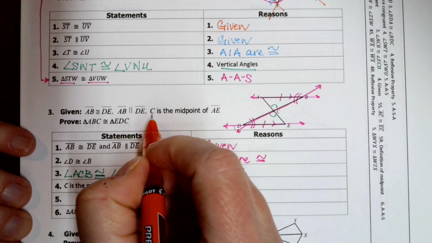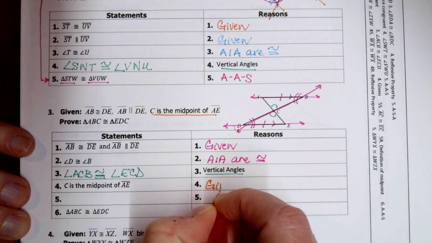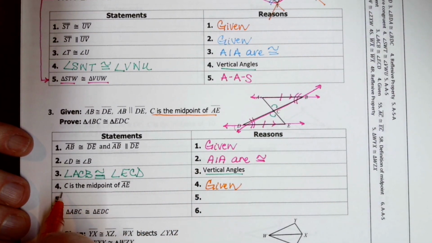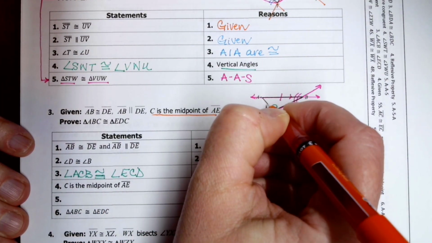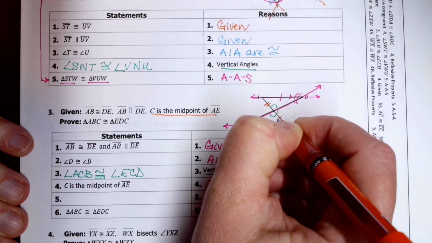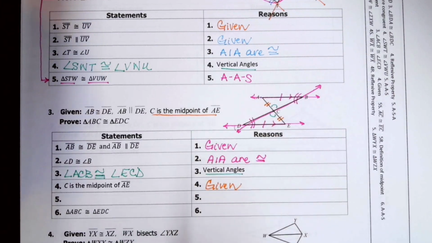Then we have the second part, that C is the midpoint of A to E. So again, that piece of information was given. But if C is a midpoint, segment A to E, so here's A to E, I would know that this side is equal to that side. And again, I'm just going to use the 2 tick marks because I already have a single for those originals.